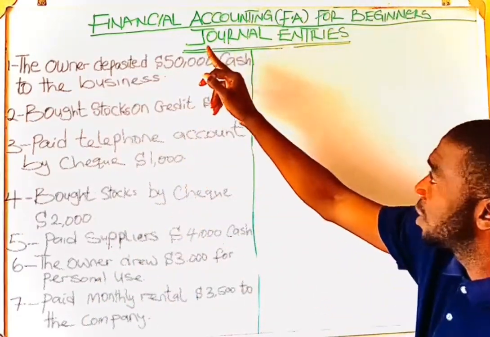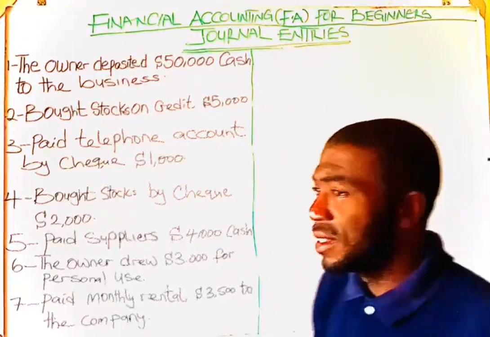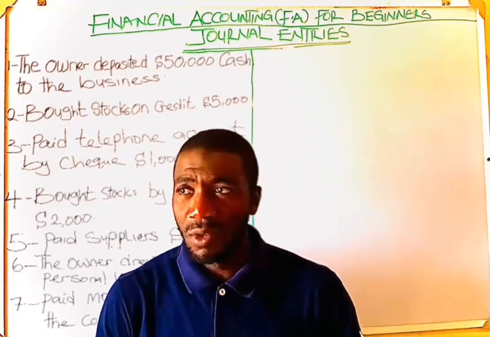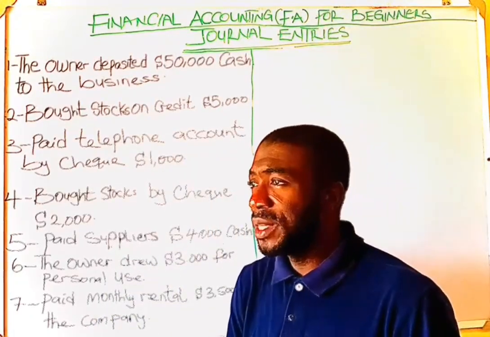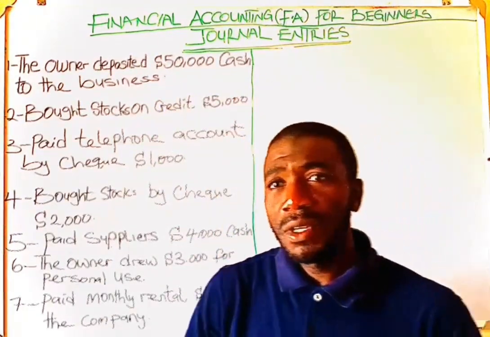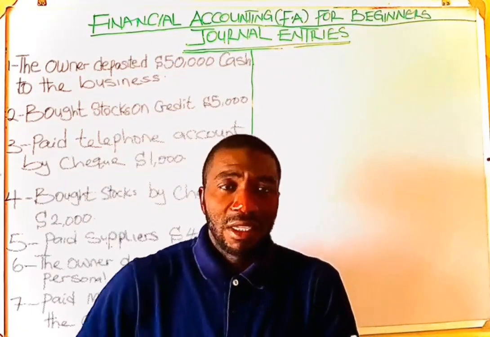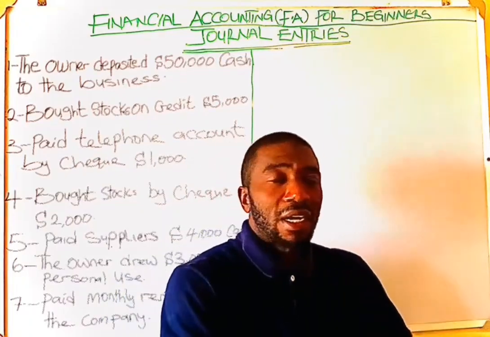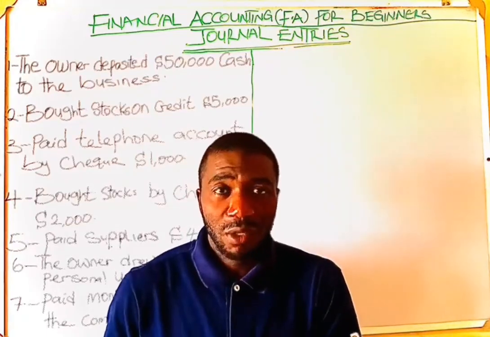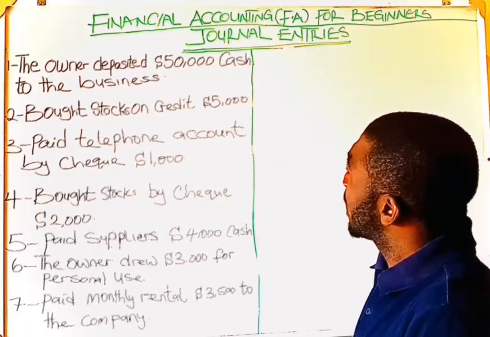As you can see on the board, journal entries. What is a journal entry, or what is a journal? A journal is the book of account that records transactions at the initial level. A transaction that has not been recorded in any account or book must first be recorded in the journal. Then you post it from the journal to other accounts like the ledgers and the trial balance, and you use it for the preparation of financial statements. Simple as that.